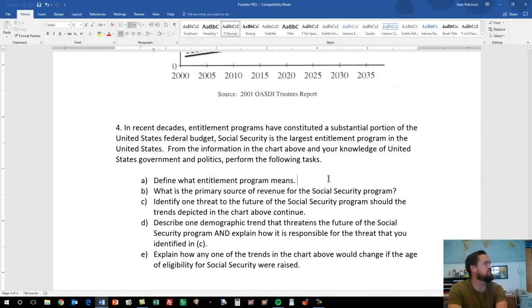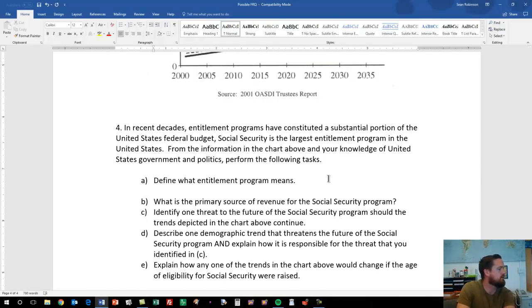Did this have a College Board key? Avery, did this have a College Board key? Thank you. Did this have a College Board key? Nobody? The answer is no? Because it was crashed? Okay. Define what entitlement program means.